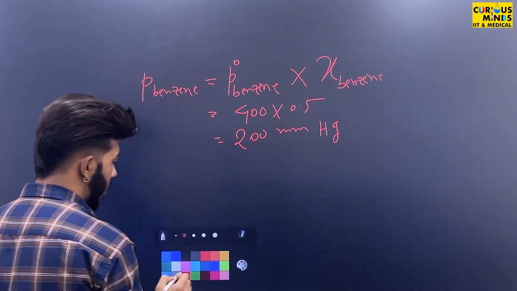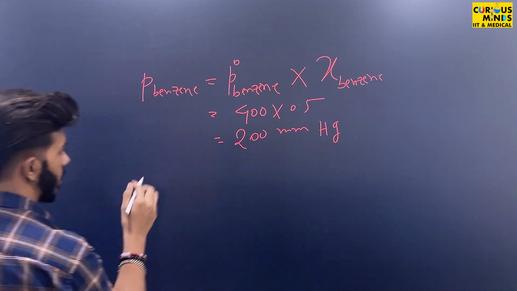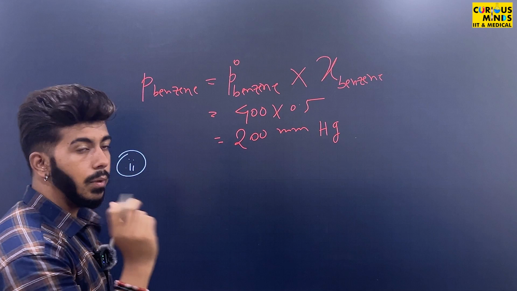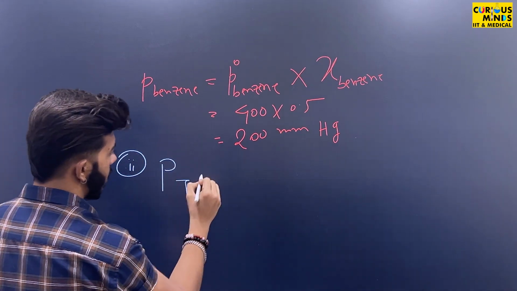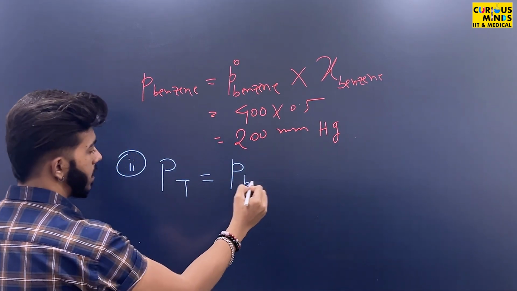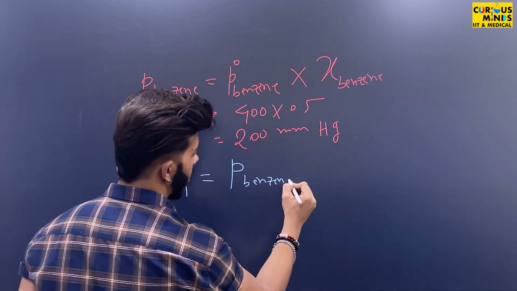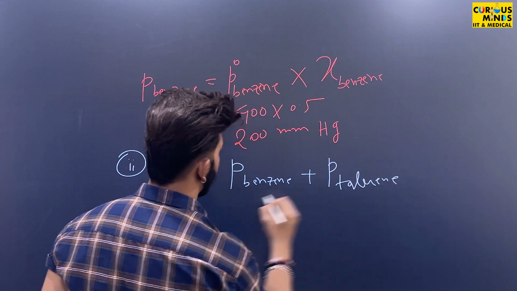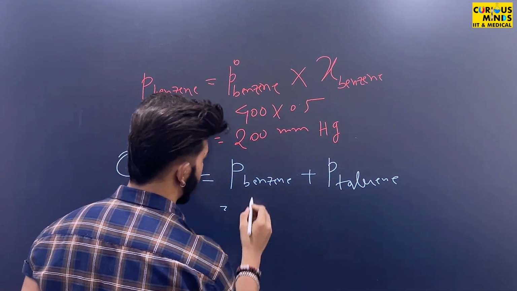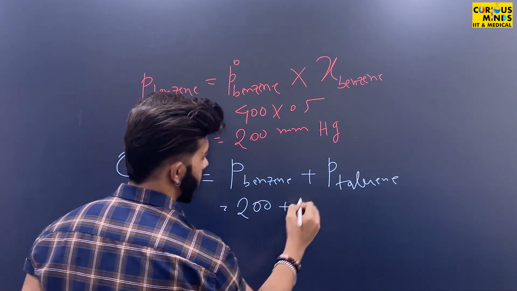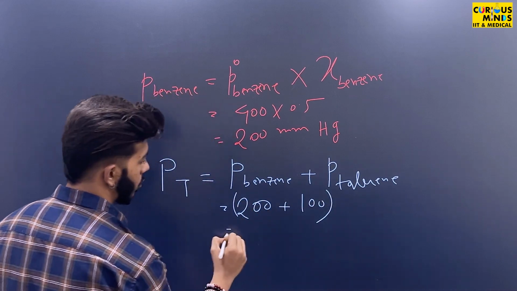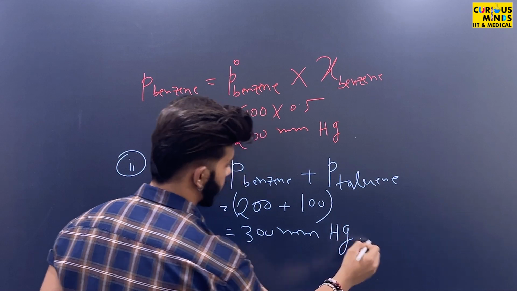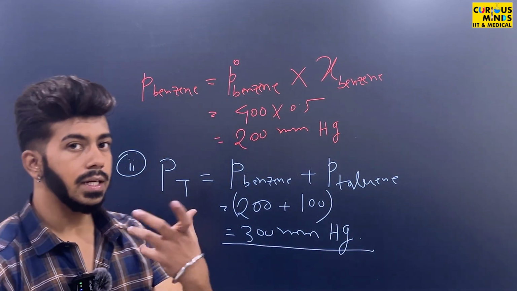और फाइनली क्या पूछा, फाइनली सेकंड क्वेश्चन में ये पूछा था, ये हो गया क्वेश्चन नंबर 1. क्वेश्चन नंबर 2 पे ये पूछा था total vapor pressure. So P total is equal to P of benzene plus P of toluene. बेंजीन का कितना आया 200 प्लस इसका आया था 100. So total is 300 millimeter Hg. ये आ गया P total, that is Dalton's law.